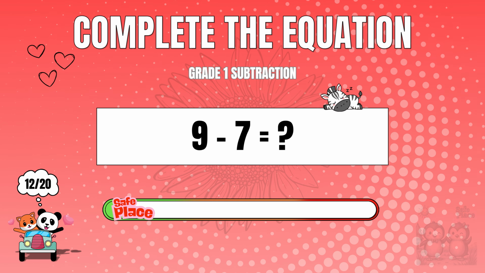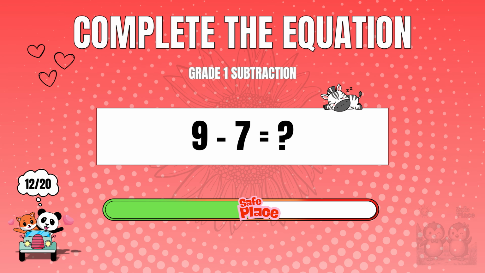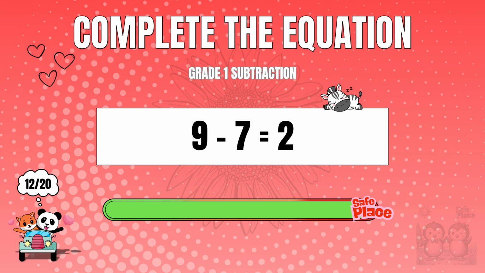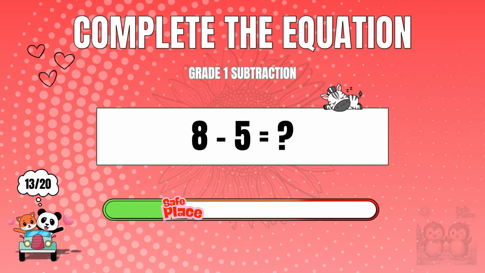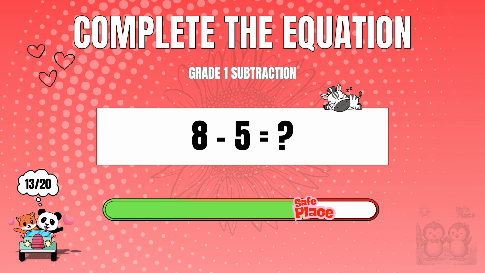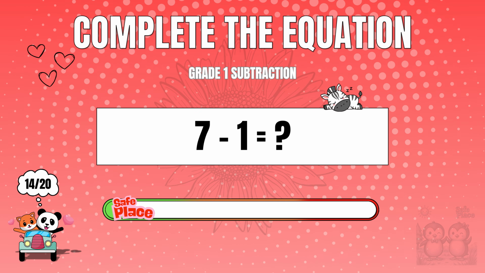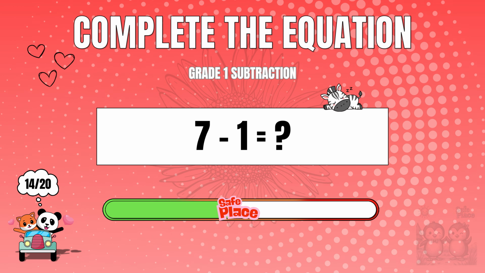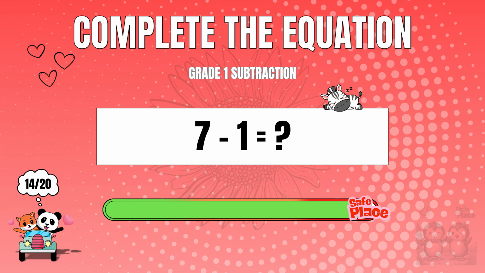What is 9 minus 7? Three, 2, 1. Correct. 2. Give it a try. 8 minus 5. Three, 2, 1. Nice work. 3. Can you solve 7 minus 1? Three, 2, 1. That's right.